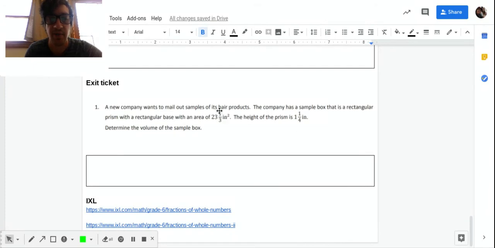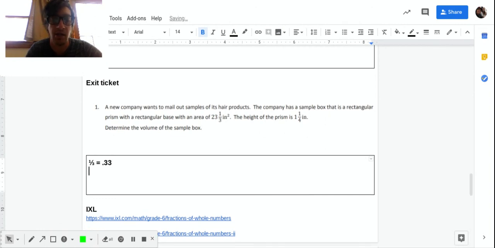Exit ticket, same thing. Area of the base is 23. Now this one, we have a mixed number. Mr. Had's opinion, it's easier to turn mixed numbers into decimals and then multiply. So 23 1/3, 1/3 is equal to 0.33. So 23.33 in your calculator.